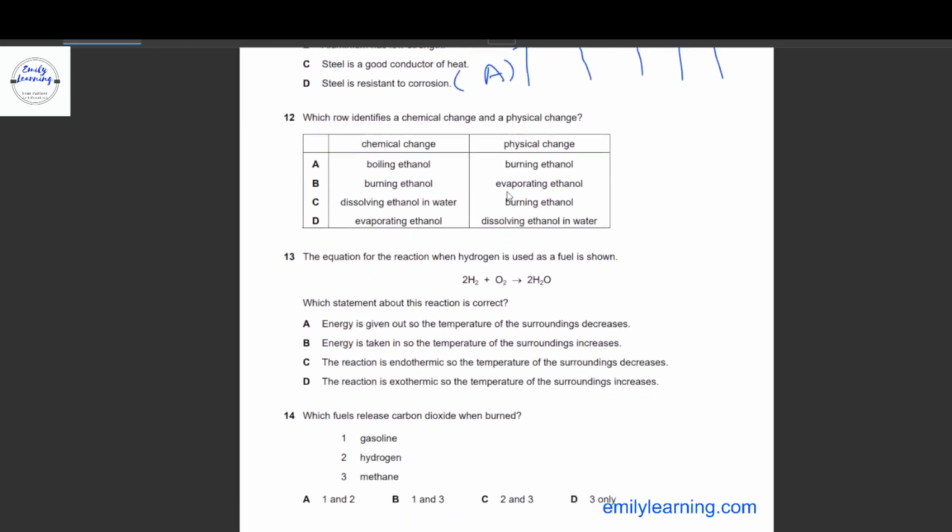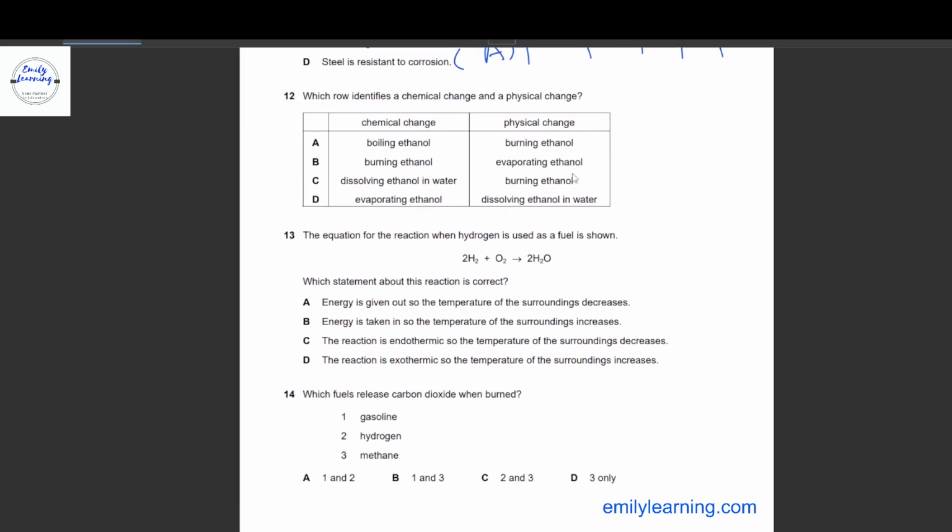Next, let's move on to 12. Which row identifies a chemical change and a physical change? Chemical change means there is a change in the chemicals. For example, calcium carbonate forms calcium oxide. Chemically, it has changed. You form a different compound, so it is a chemical change. A physical change is usually a change in state from solid to liquid, or a change in color and so on, without a change in the chemical composition of the material.